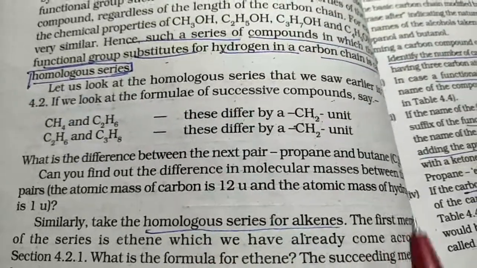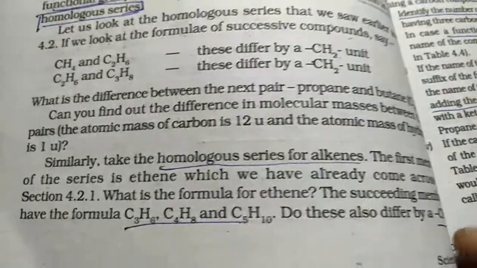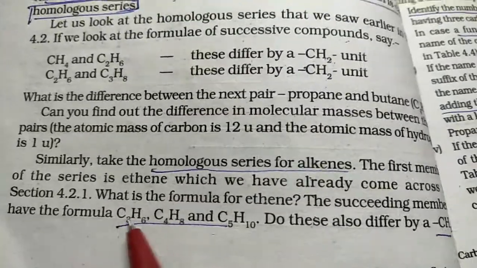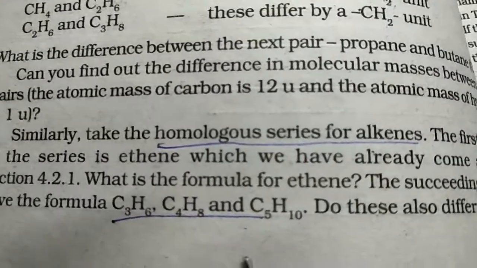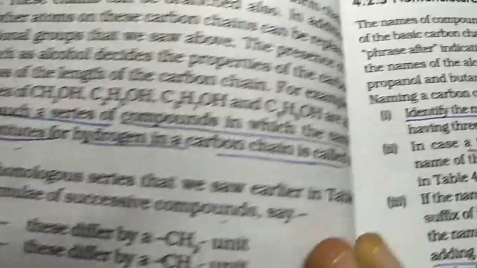So homologous series, you have got the alkane series, you have got the alkene series, you have got the alkyne series. If you see the alkene series, here they differ by 1 carbon and 2 hydrogens. Okay, you can just go through what we studied in the previous class.